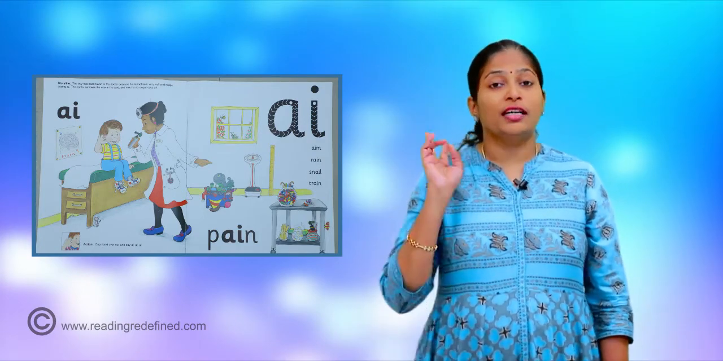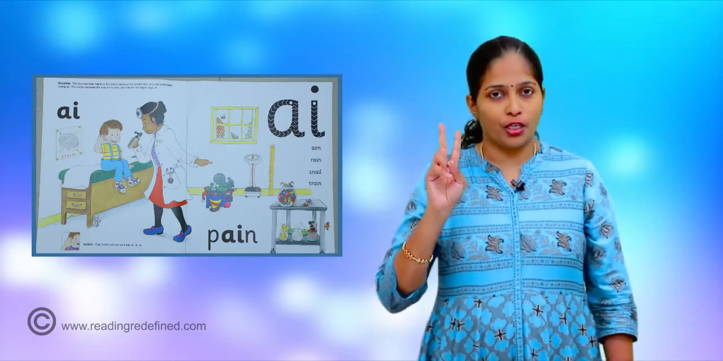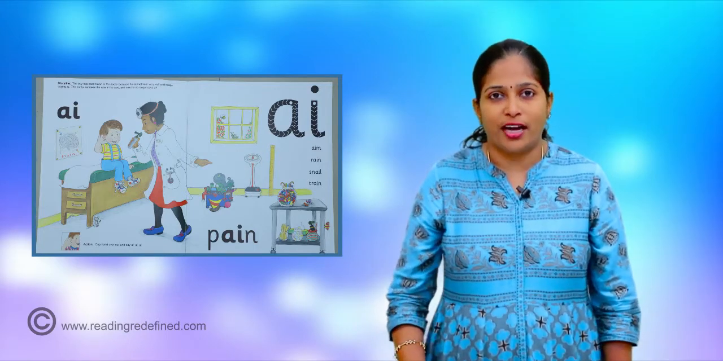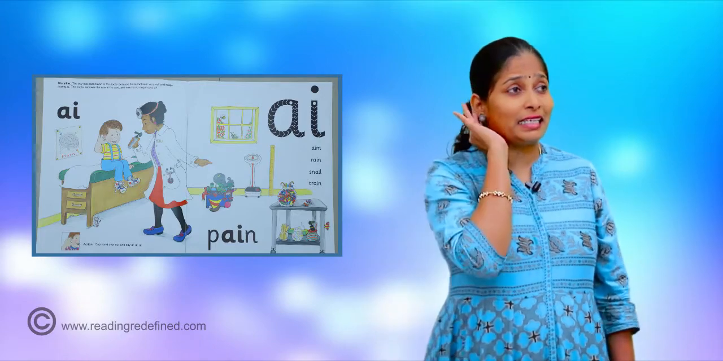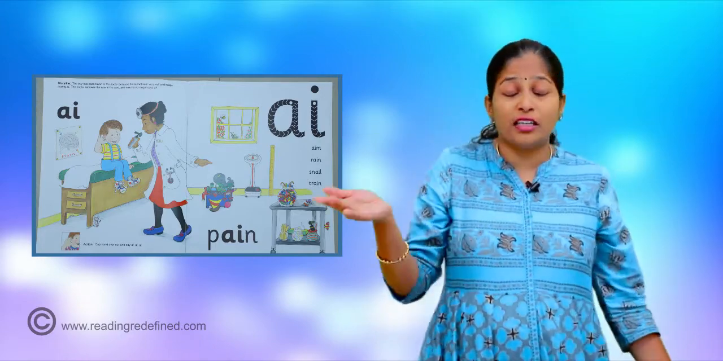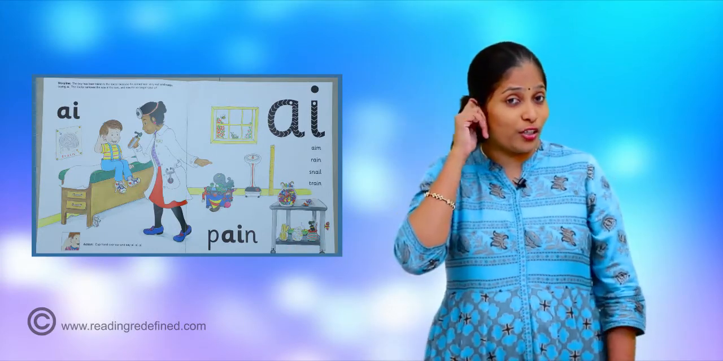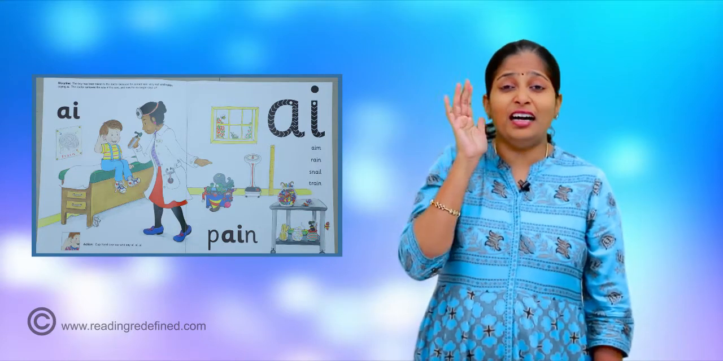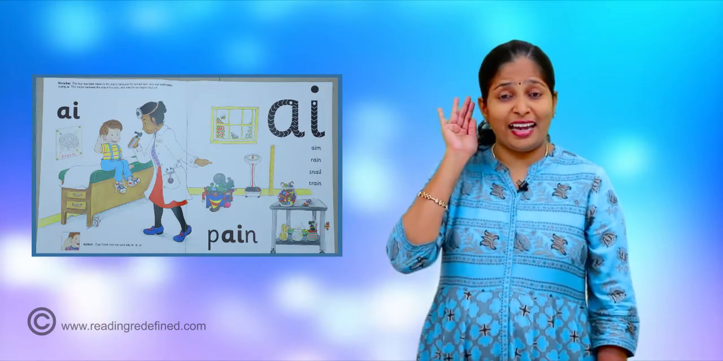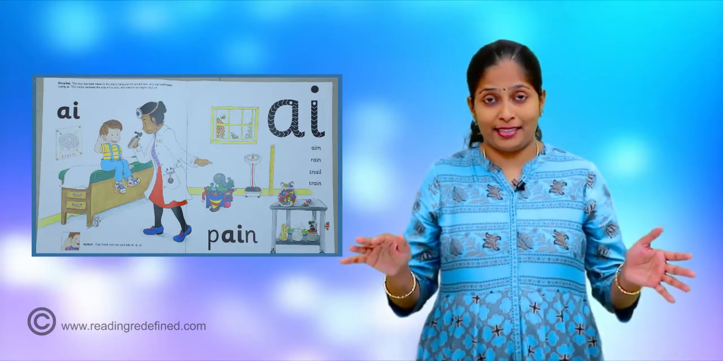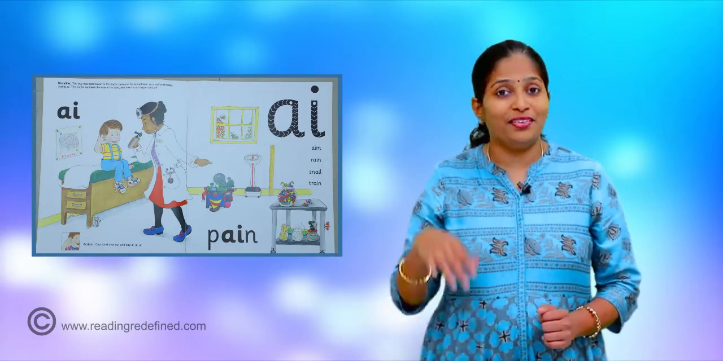Now we introduce digraphs to children, that is two letters that make one sound. So a boy couldn't hear well. He was constantly saying A, as he couldn't hear at all. So he went to the doctor. The doctor tried to pull his ears and he felt really painful and said A. So what's the sound? A. And after removing the wax, the pain settled and he went home happily. Now what's the sound? A.